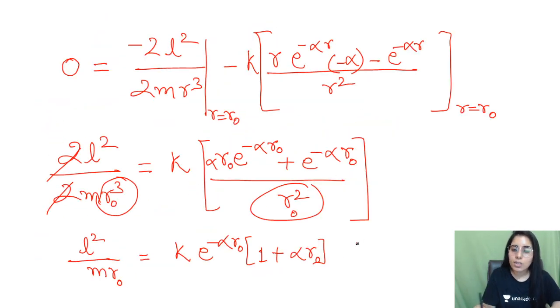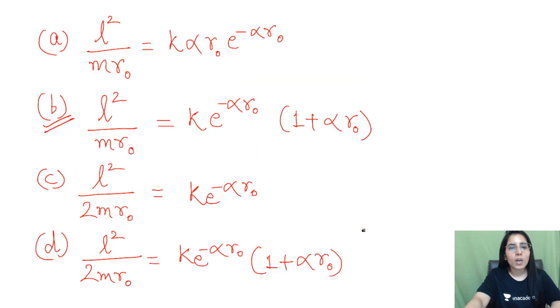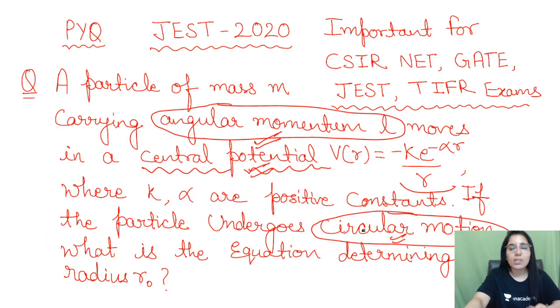So you can see this is the same expression as given in option B, and this is going to be your right option. And that's how, guys, you can simplify any such type of question easily. In the CSIR NET exam, many such type of questions have been asked. In the GATE exam, you can even find such type of questions. In JEST or in TIFR, you can even find such type of questions. So it was a very important concept.